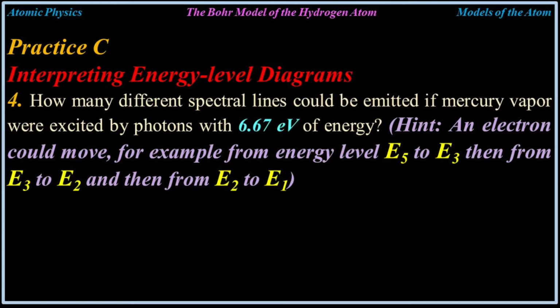How many different spectral lines could be emitted if mercury vapor were excited by photons with 6.67 electron volts of energy? Hint, an electron could move, for example, from energy level 5 to 3, then from 3 to 2, and then from 2 to 1.